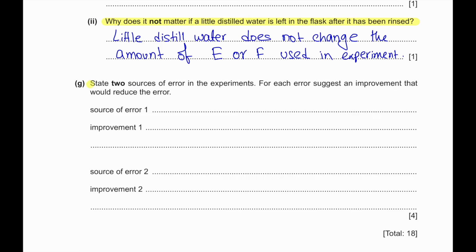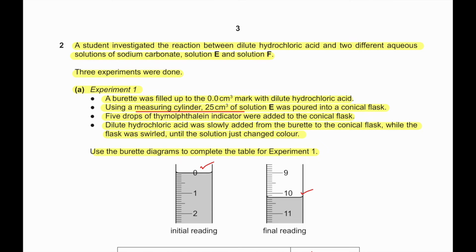Part G. State two sources of error in the experiments. For each error, suggest an improvement that would reduce the error. Source of error number 1. Well, as we have already discussed, the first source of error was using a measuring cylinder for measuring the 25 cm cube volume.